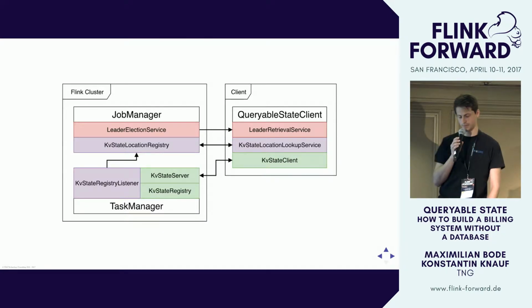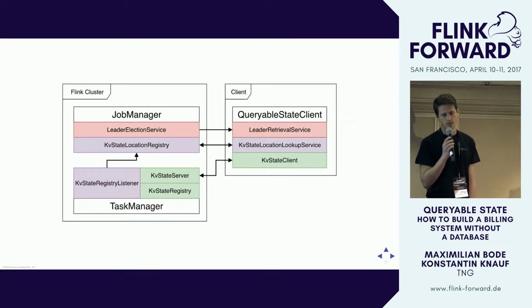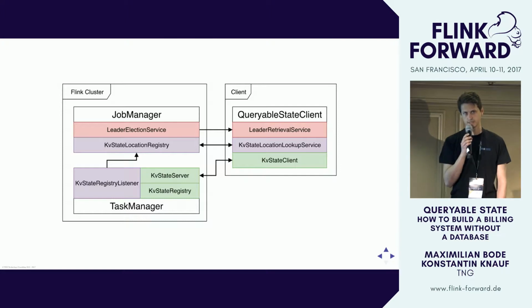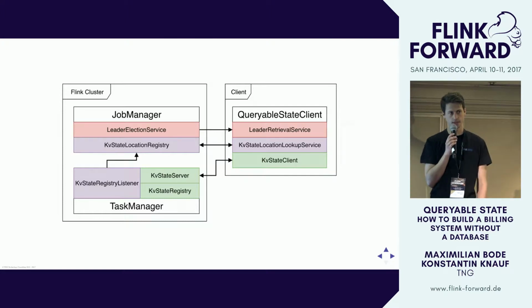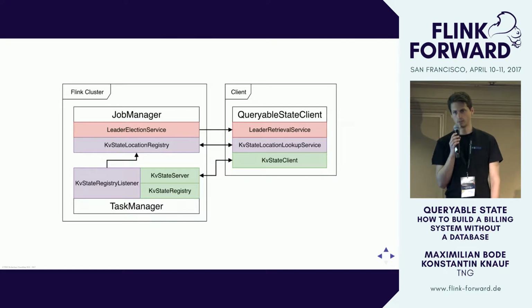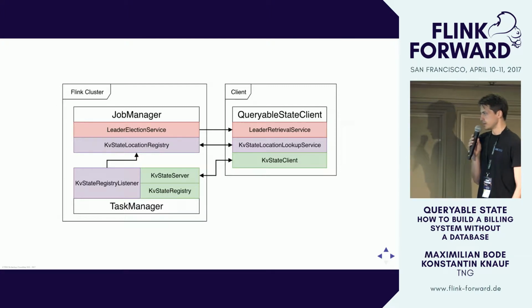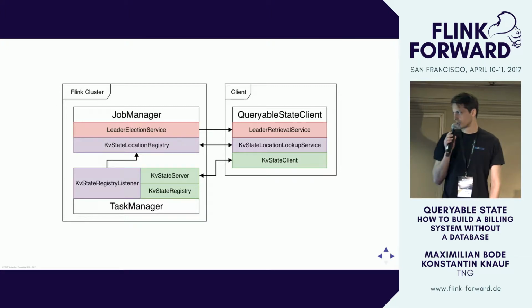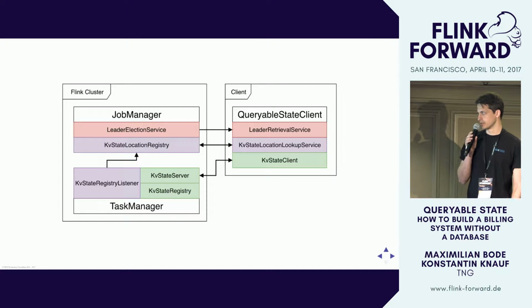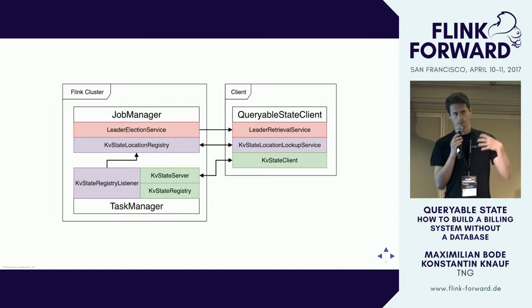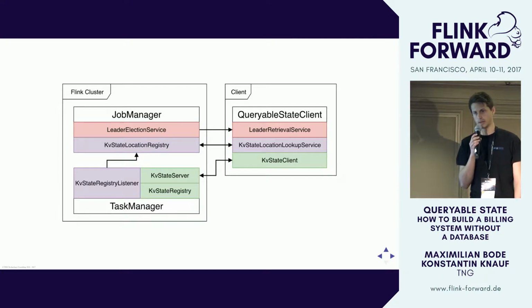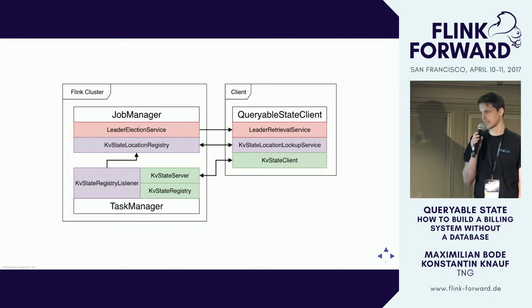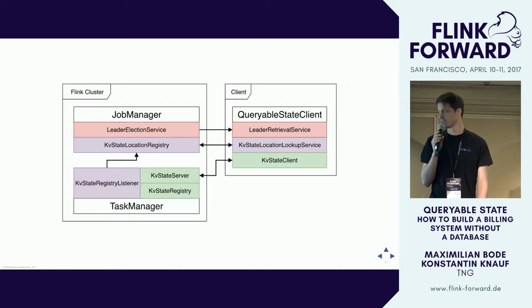I think that's the name, yes. And so it asks the job manager where does this particular state element live, and then asks the task manager directly for the value. So that's actually pretty straightforward. So now the queryable state client only needs to know who the currently active job manager is, because only this job manager will receive all the updates of the task managers on which state lives where.